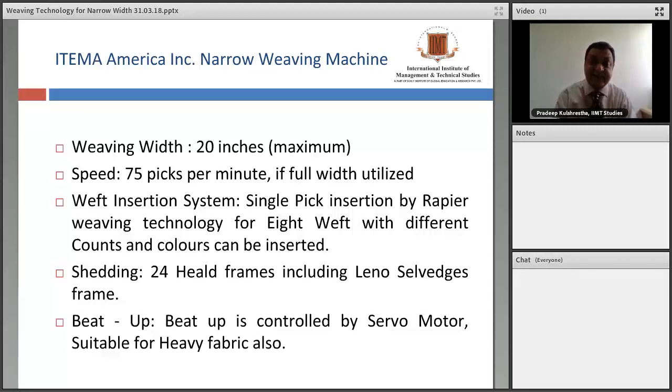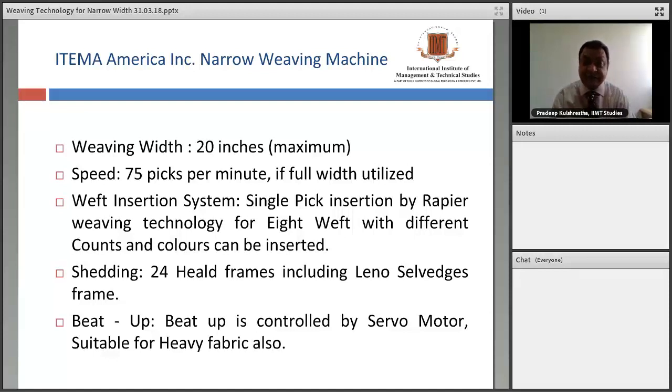Weft insertion system is a single pick by rapier. It means when weft is inserted from one side and one rapier gives the weft to the other rapier, giver and taker, it takes out the thread and the pick takes place. This cycle completes the weaving cycle in single phase weaving. At a time, we can insert 8 types of weft, maybe different in count, maybe different in color, to make the prototypes. So there is more scope for sampling.